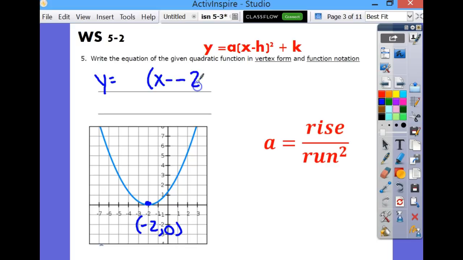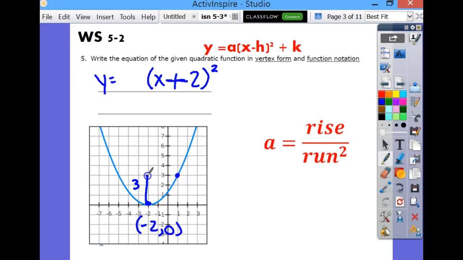x minus a minus 2 squared plus 0. Minus a minus 2 makes a plus. We don't usually write the plus 0 at the end because it does not add any value. To find the a, we are going to need to do the rise over the run, so I'm going to need to find another pretty point.